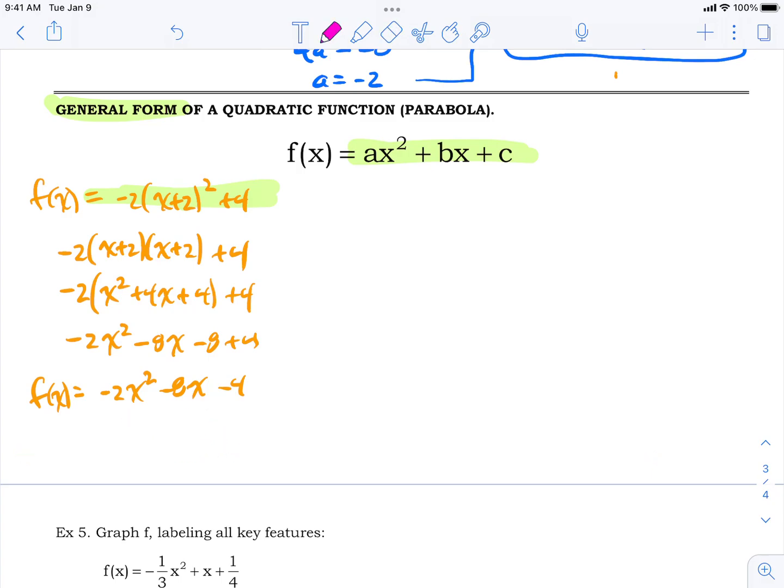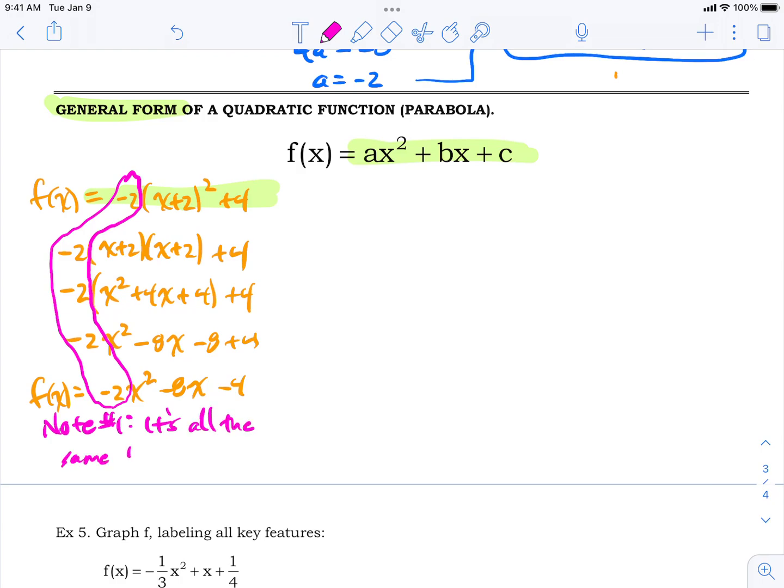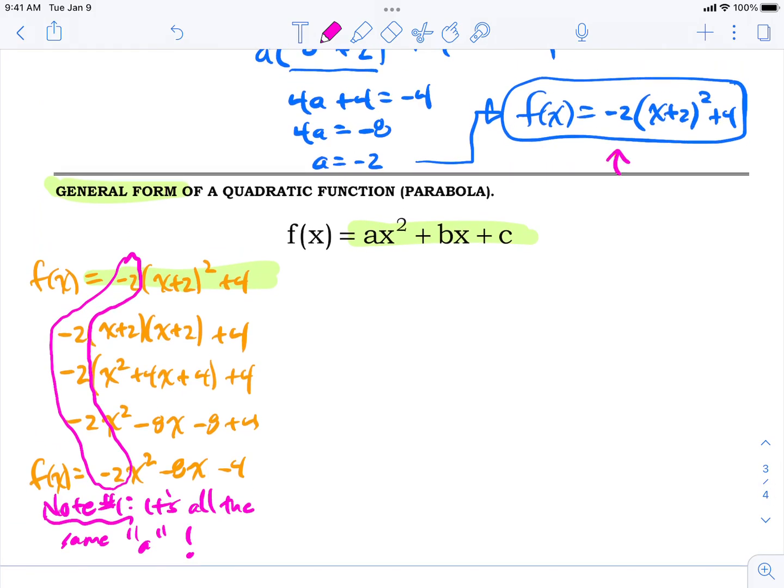Okay. But there are 3 things to note. The first thing is, notice that negative 2 just kind of schlepped along the whole way. That's nice. Note number 1: it's all the same A. Meaning that, remember, here was our standard form, and when we turned it into this general form, this was still a negative 2.